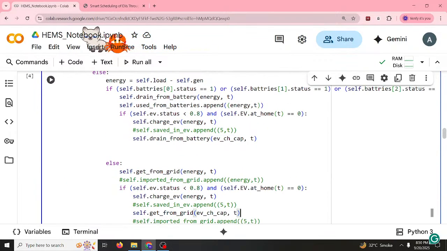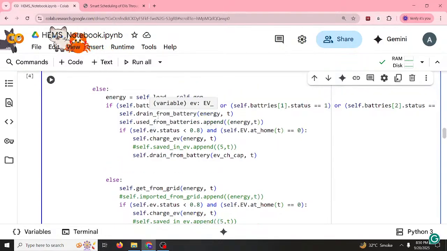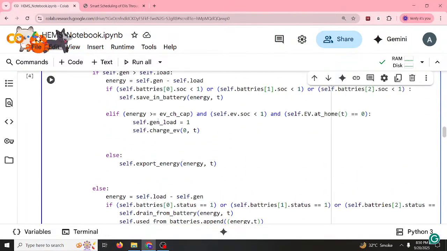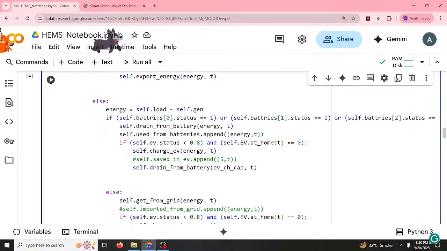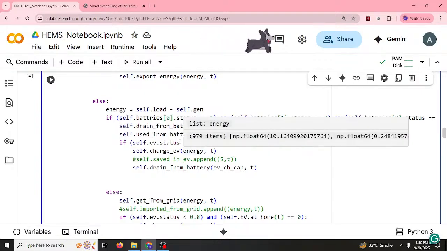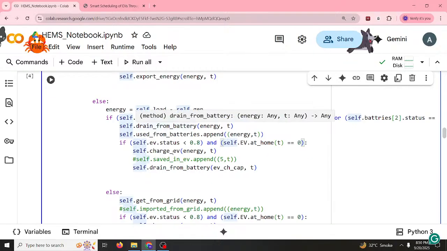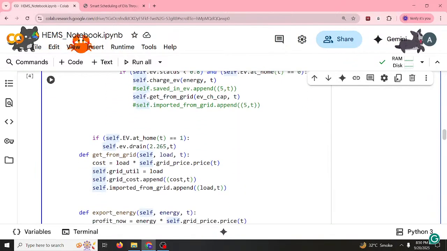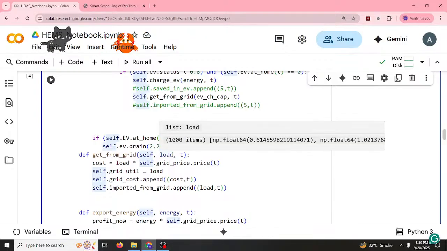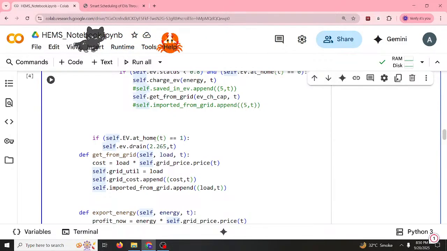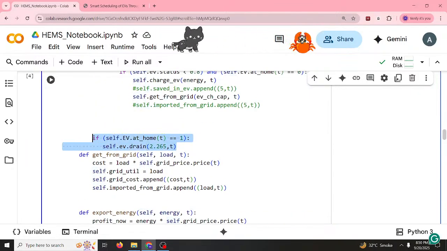So these two conditions, the first condition is that we have excess energy at home, and the second condition is that we have lesser energy at home. In that state, we are actually draining from the battery and charging the EV. And if we are, this is just a test function. This is not a useful function in here.